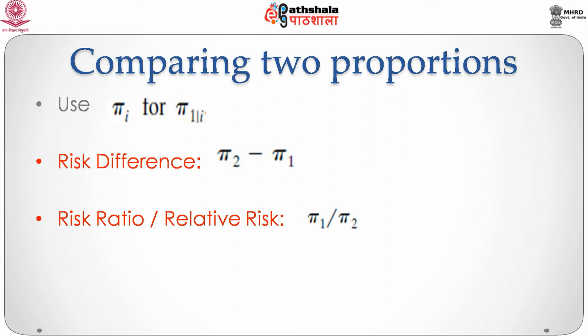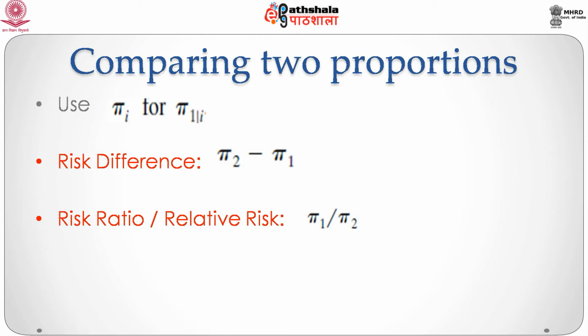But for simplicity of notation, I am going to use pi i for pi of one given i. The first and simplest measure which we can define is the risk difference, given by pi 2 minus pi 1. So for example, the probability of a fatal attack given that somebody is on aspirin minus the probability of a fatal attack given that the person is on placebo.